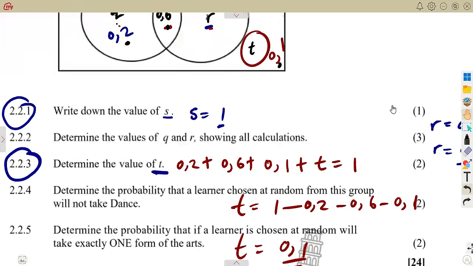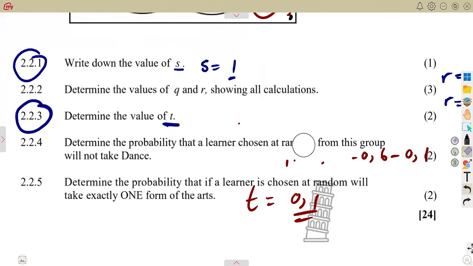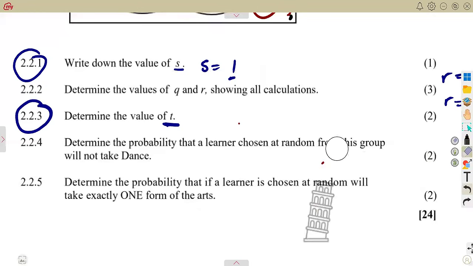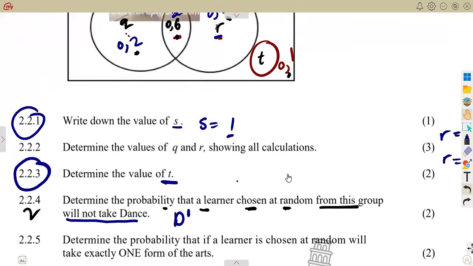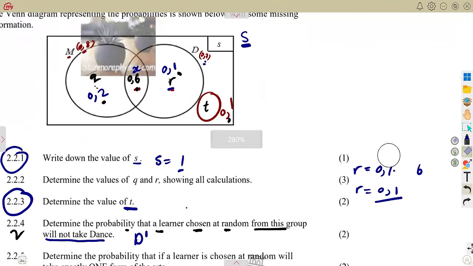This is to show that truly the probabilities there are done properly because they are supposed to add up to 1. Determine the probability that a learner chosen at random from this group will not take dance. Meaning, say this is dance complement, the complement of dance. It's not part of the set D. That is what it means there.